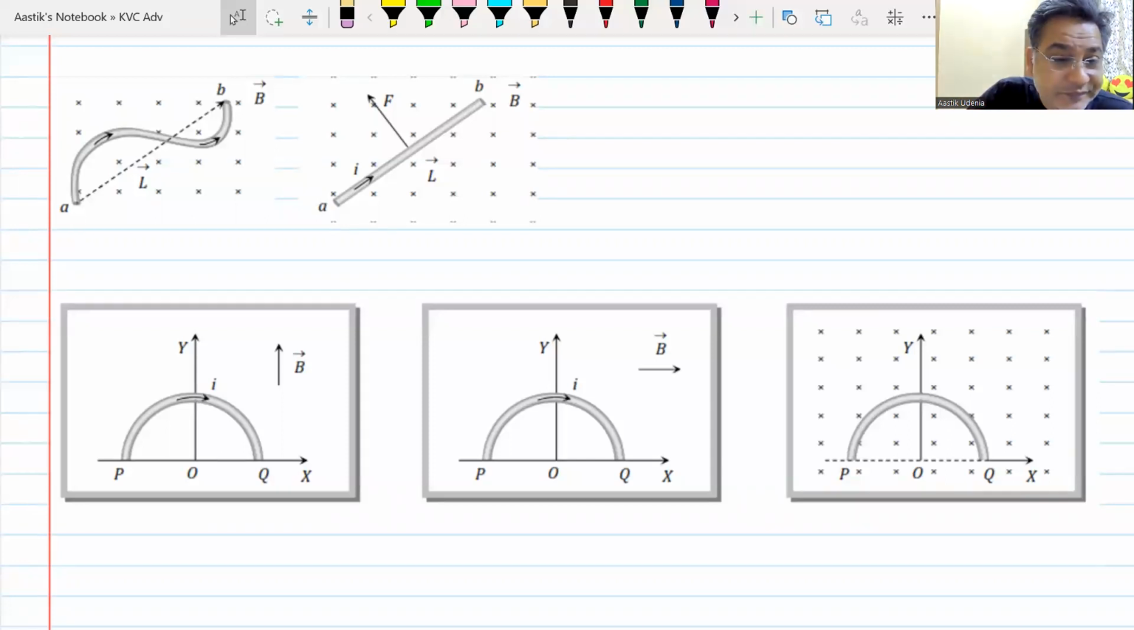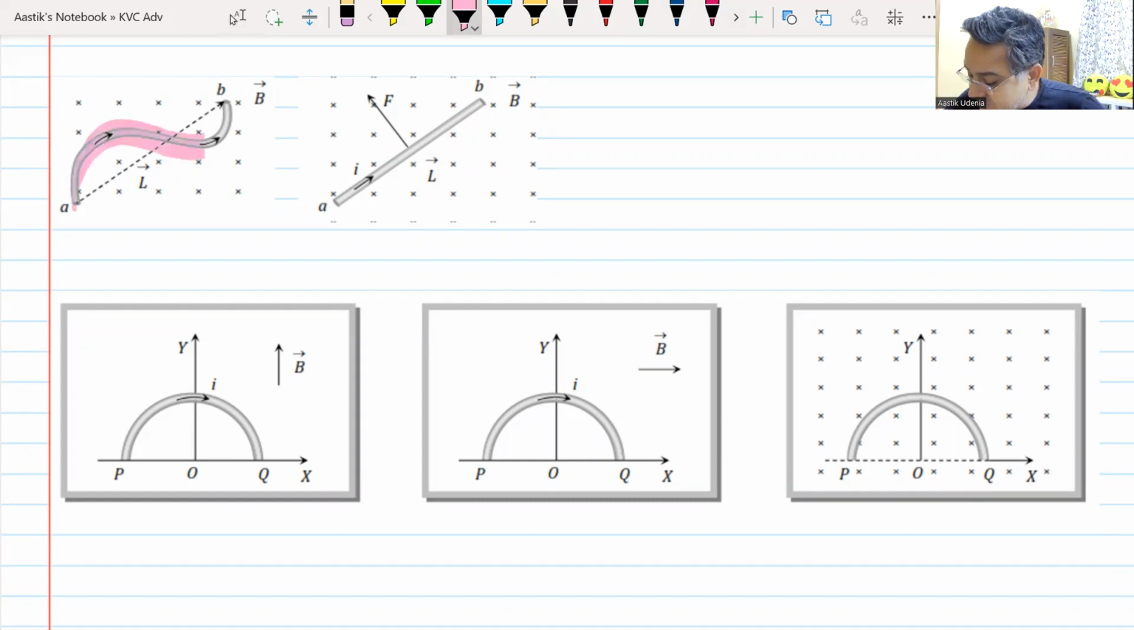Then you can use this concept and you can find out the force. Let us say I have an arbitrary shaped wire like this, placed in a uniform magnetic field. What will be the force acting on this wire? You just have to join it by a straight line. This is the straight line which I have joined. So the force acting on this pink wire will be the same as I L B.